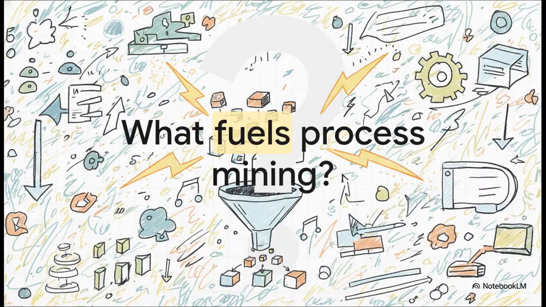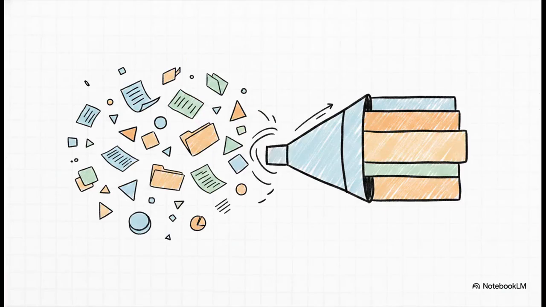So let's just kick things off with a fundamental question. We all know process mining can do some pretty incredible things for optimizing a business, right? But what actually fuels it? What is that essential, underlying ingredient that makes the whole thing work in the first place? The answer? Event logs. They are literally the ultimate organizing solution for your wildly disparate business data.